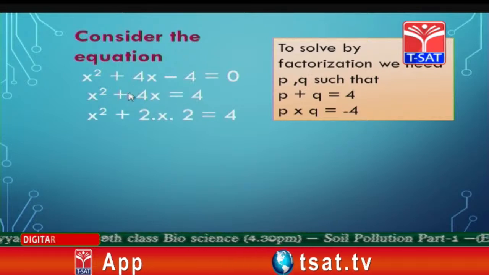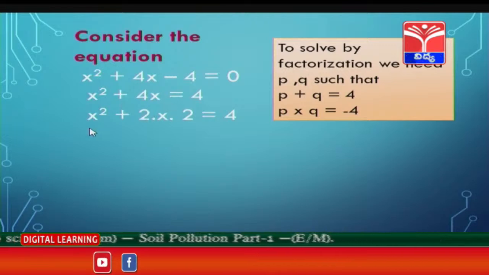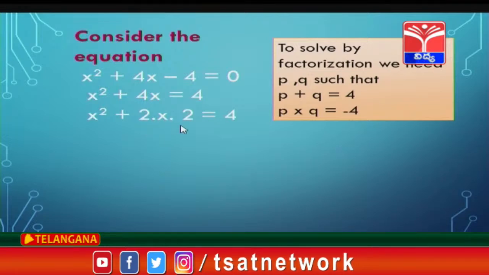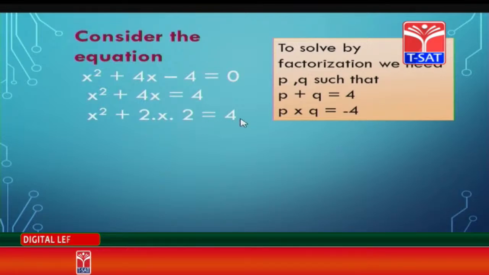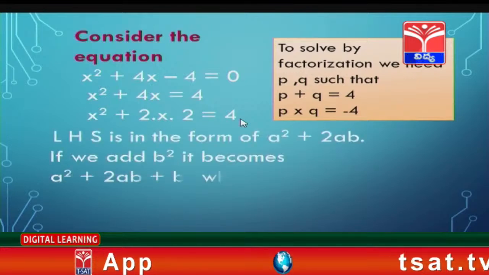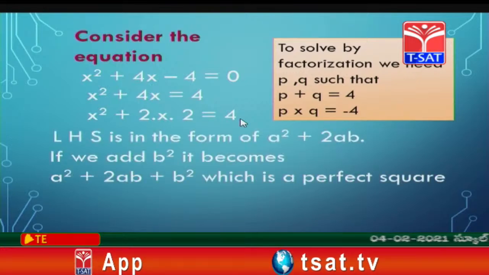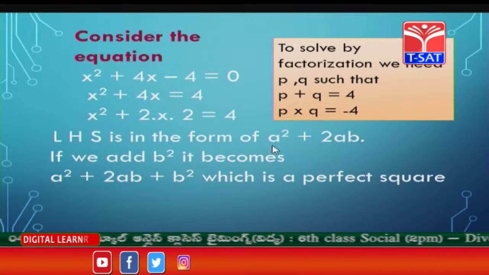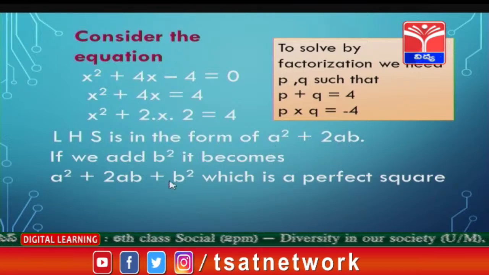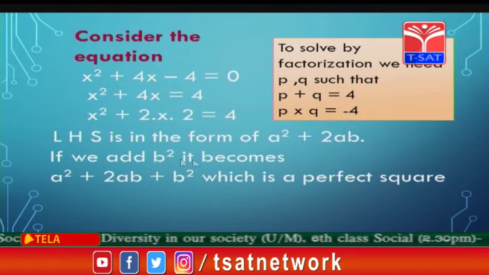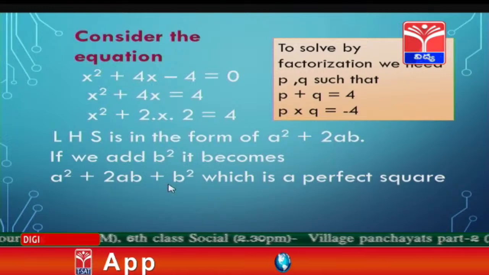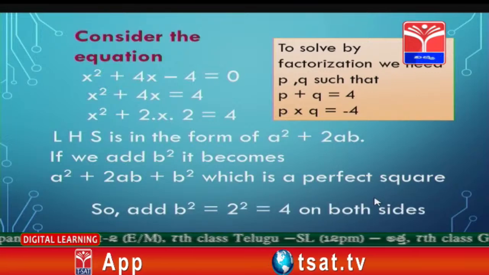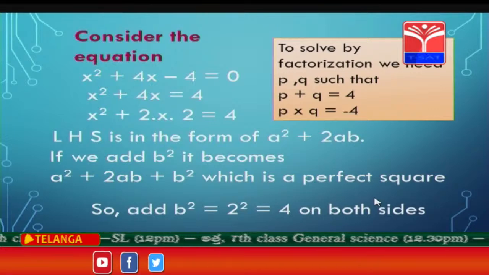Now, I try to rewrite the equation in the form x square plus 2 into x into 2 is equal to 4. Now, if you can relate children, this looks like a square plus 2ab. Now, we know the formula a square plus 2ab plus b square. So, if we add b square, it becomes a square plus 2ab plus b square, which is a perfect square. So, let us add b square, which is 2 square, equal to 4, on both sides.